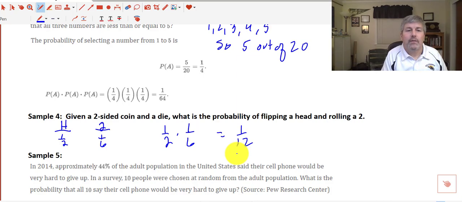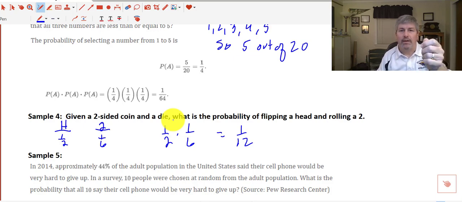Another sample might look like this, given a 2-sided coin and a die. So I've got my coin around here somewhere. I think I put them away. I've got my coin. I can either flip heads or tails. And I've got my die. I can roll a 1, a 2, a 3, a 4, a 5, or 6.